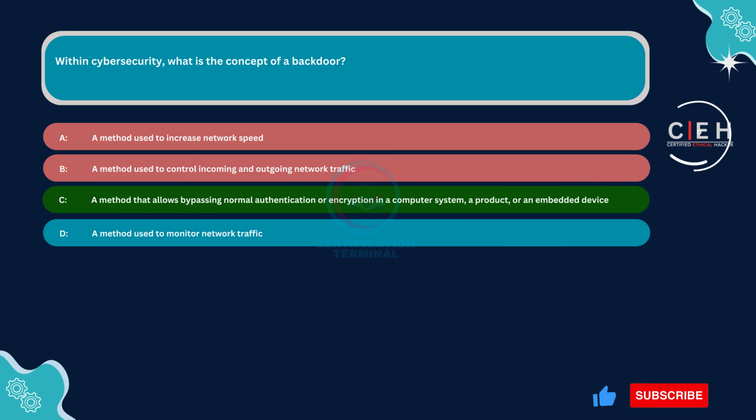Option B is incorrect. This option describes a firewall or other network security measures for managing network traffic. Backdoors are designed to circumvent security measures, not to control traffic. Option D is incorrect. This option describes a network monitoring tool or intrusion detection system. While monitoring tools can detect suspicious network activity, backdoors are designed to provide unauthorized access rather than monitor traffic.